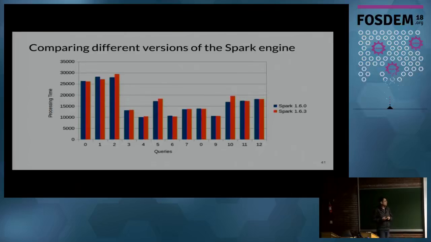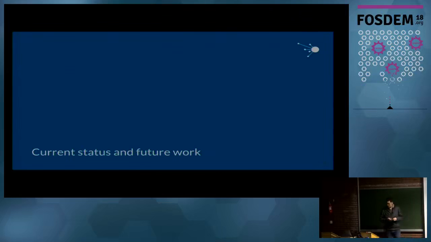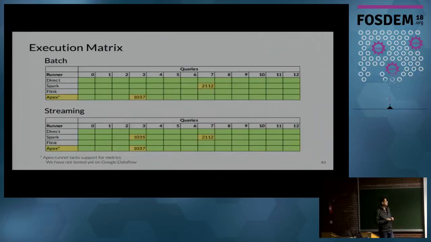This is another example where we compare two versions of the Spark engine. We took 1.6.0 versus 1.6.3 just to see if we had regressions, with the same code in the Beam part. And you can see that for some queries we had some differences. But again, they are quite similar, like we can say nothing really, really different.